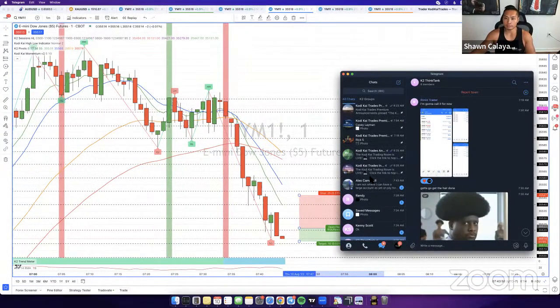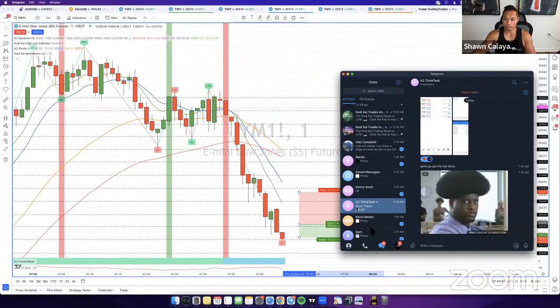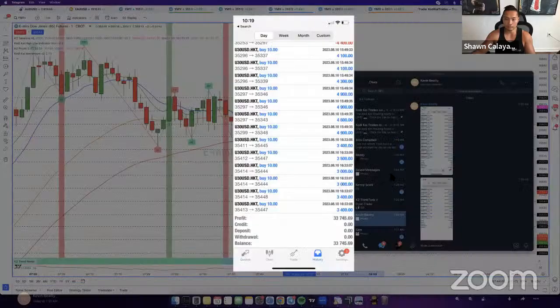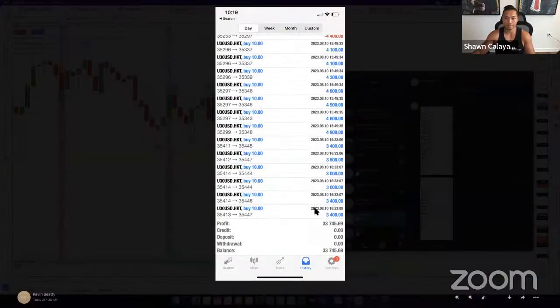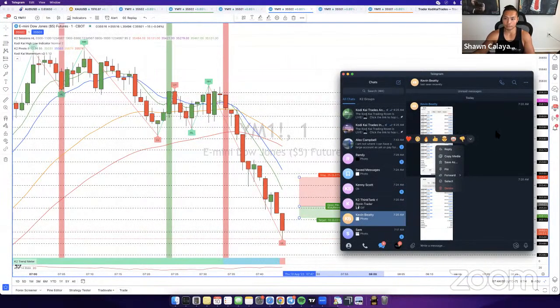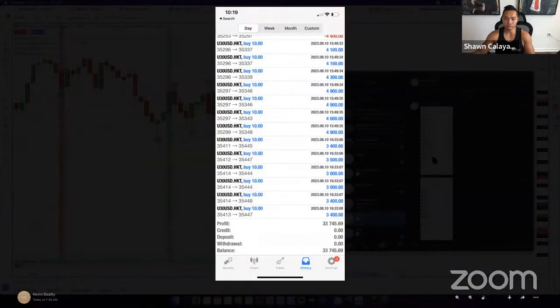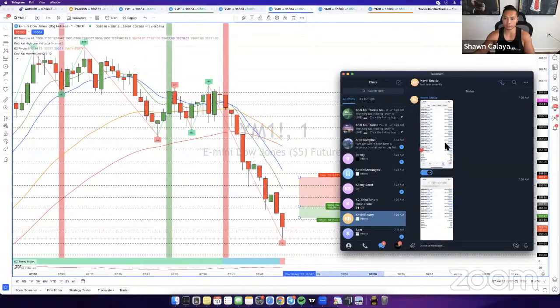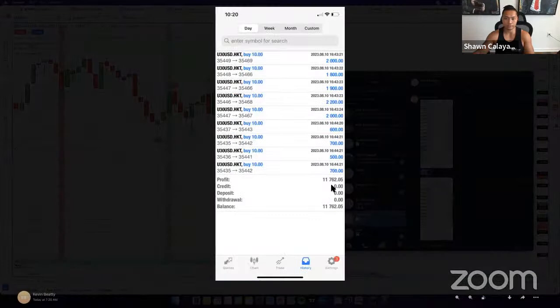Other than that, let's see if we have anything else over here. So we have some more profits from Kevin. Kevin locked in 33,745. So Kevin here locked in a bunch of profits per usual. Nice work, Kevin. And then on Kevin's second account, he locked in 11,762.